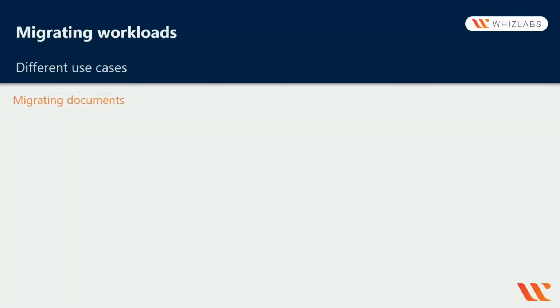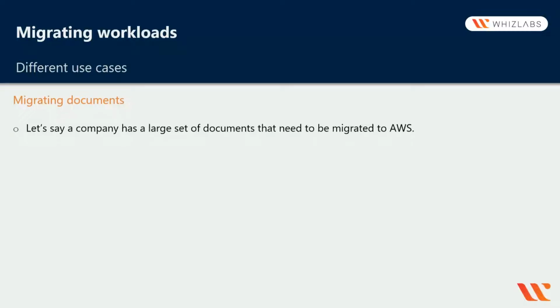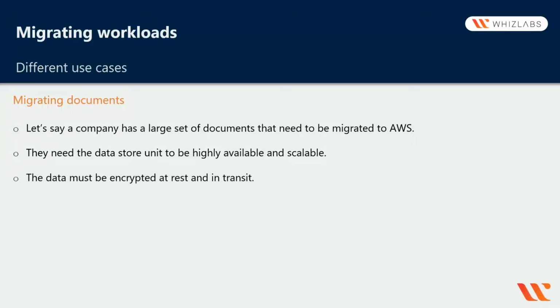Let's take another use case scenario, migrating documents. Now let's say a company has a large set of documents that need to be migrated onto AWS. They need a data store in AWS that's highly available and scalable. The data must be encrypted at rest and in transit, and the company wants to ensure that they can manage the encryption keys.